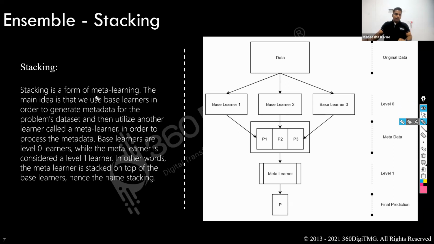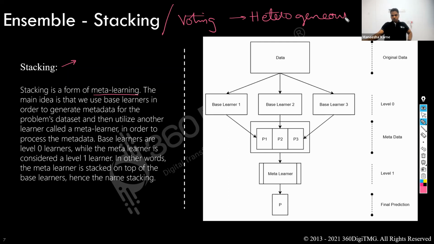Next very important thing is stacking. Stacking is called meta learning. And what is stacking? Is it homogeneous or heterogeneous, friends? Stacking and voting, both of these are heterogeneous, meaning you can use different algorithms. And it has its own beauty, its own advantages, which I personally like. I'll talk about this.